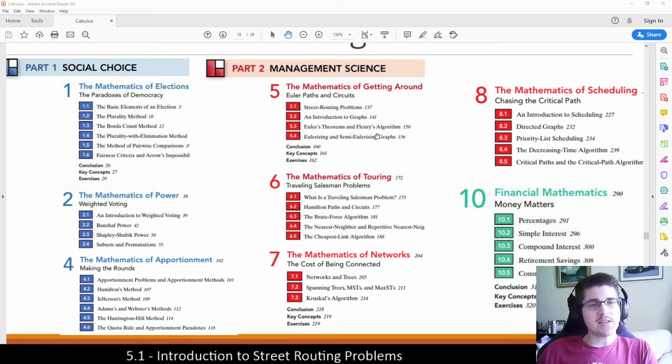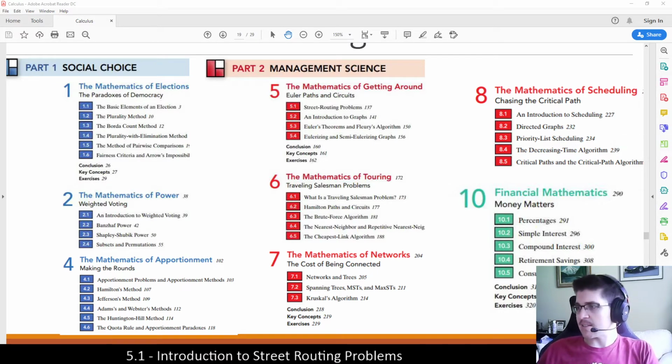But chapter 5 is what I wanted to set up in this video and do an introduction to. Chapter 5 is titled The Mathematics of Getting Around. What we're going to be focusing on are what are called street routing problems. Basically, it's a new type of problem where we're trying to determine how something should be routed across the street. For example, think about how UPS drivers deliver their packages, or security guards patrol neighborhoods, or stuff like that. Those are the type of problems we're going to be focusing on in this chapter.